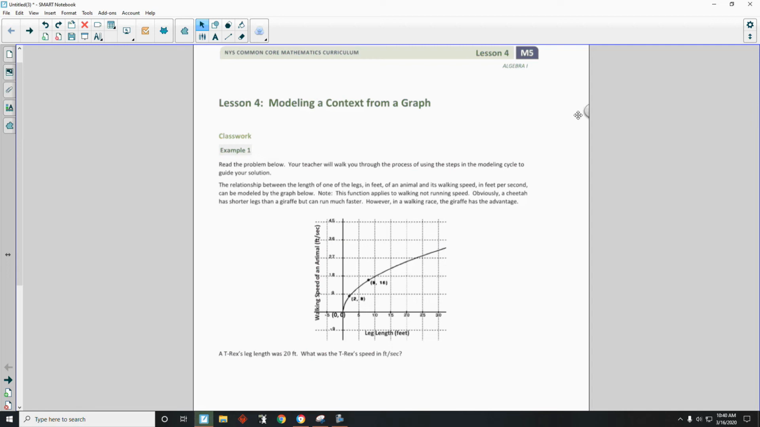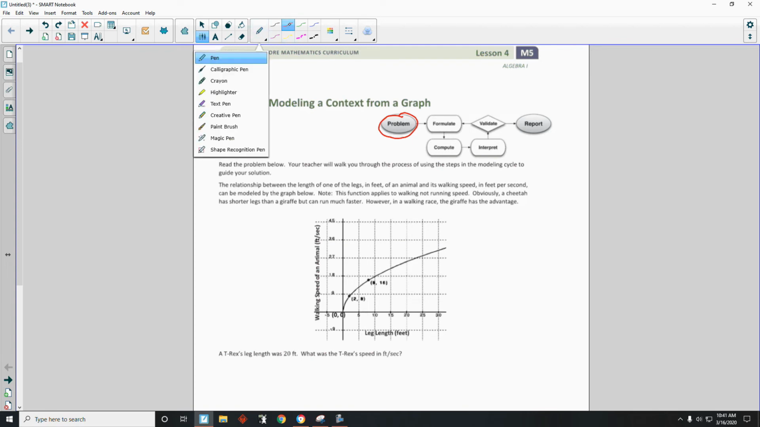So if I come over here, this is the modeling cycle. So let's just talk about this for a second. We are presented a problem. Example 1 is a problem. We first try to formulate an equation of a model. And then we compute it, and we check some points, and then we interpret our data. And then after interpreting our data, we validate. Either it's going to be valid or invalid.